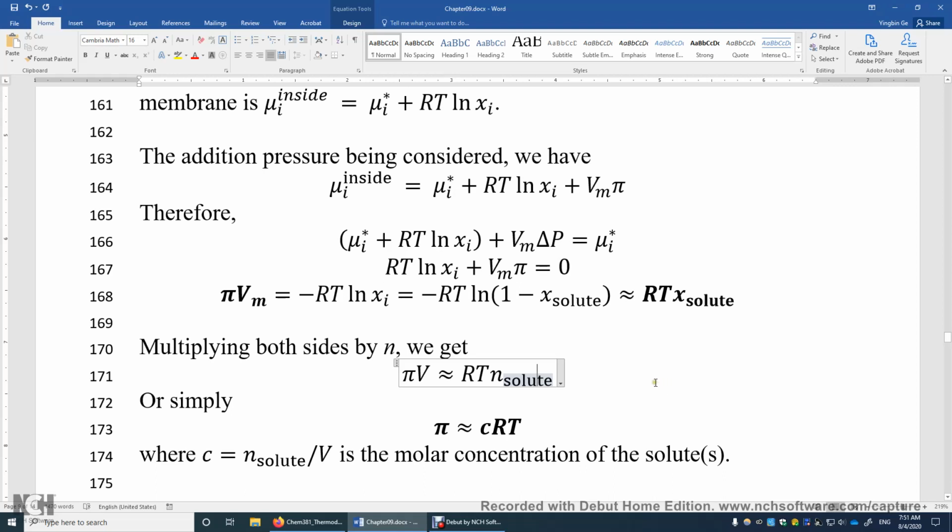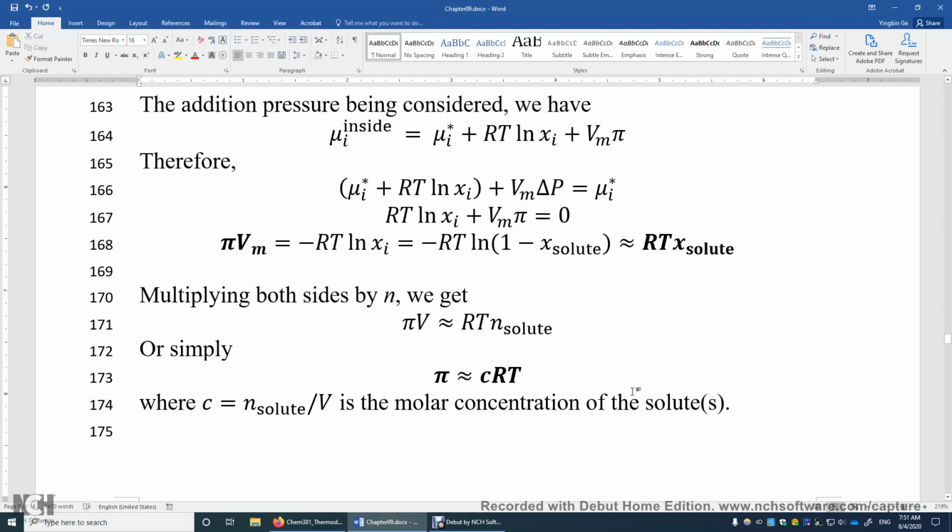And actually, we should divide both sides by V. And then you have pi equals cRT. c is just the molar concentration of the solute. So actually this equation is simpler. The osmotic pressure is equal to the molar concentration of the solution times R times T.